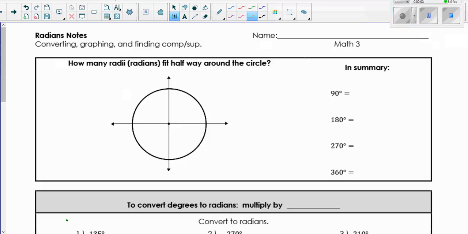Hi everyone. So we have three things to talk about in this lesson. It's kind of a step back from talking about the unit circle, but it should help us understand the unit circle a little bit better too. So we're going to talk about how you can convert from radians to degrees or degrees to radians.